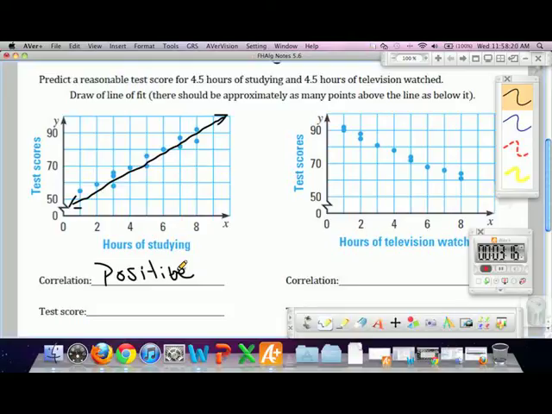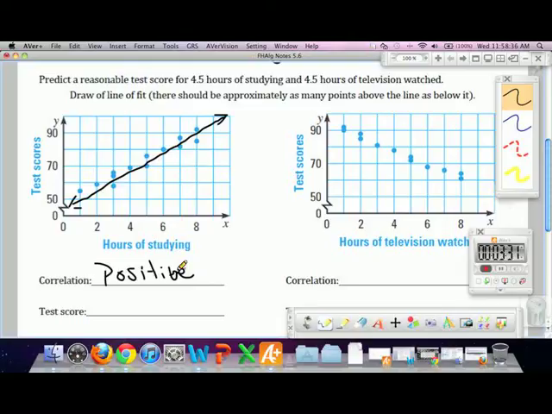And then I asked you something about a test score. It said predict a reasonable test score for 4.5 hours of study. Notice that this is a graph of your score versus how many hours someone would study. So what would we think a reasonable score might be? 72%. How'd you get that?